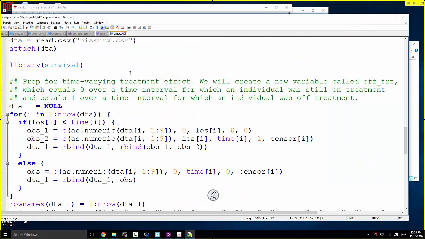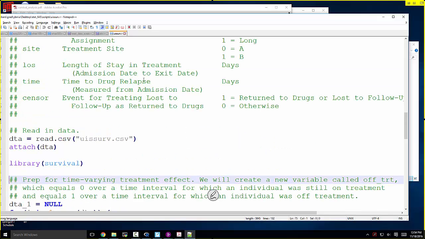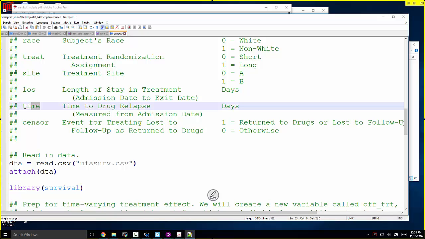All right, so here's the deal with these data. We have, in addition to the time variable, time to relapse, we also have length of stay, LOS. That's not our event time variable. That is how long did you comply with the treatment regimen. You were scheduled to be here for X number of days. That's the duration of the short or long treatment. We have recorded, though, for every person just how long they did stay.